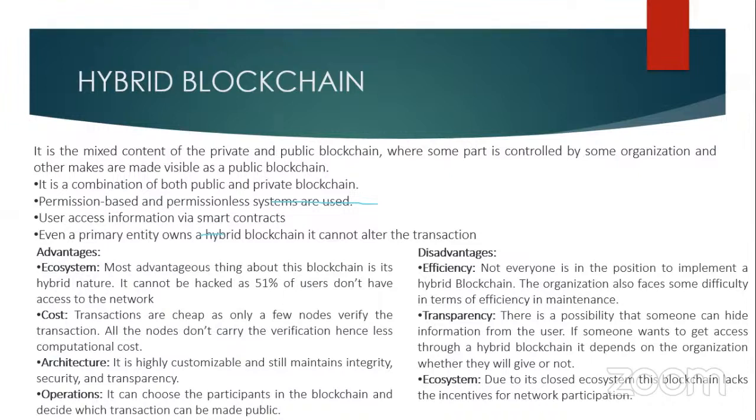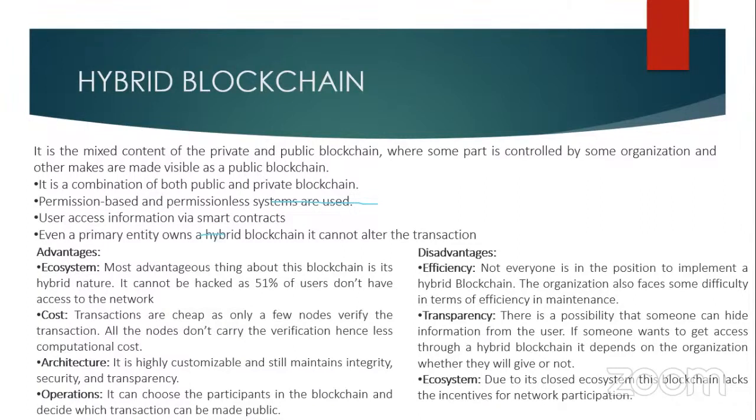Now, the hybrid blockchain is a mixed content of the private and public blockchain, meaning it is permissioned and permissionless, where some part is controlled by some organization, and other parts are made visible as public transactions. So this is like improving a private blockchain. The blockchain is private, meaning only a few persons control it, but at the same time it is visible to everybody. So it's like a combination of both the public and the private blockchain.